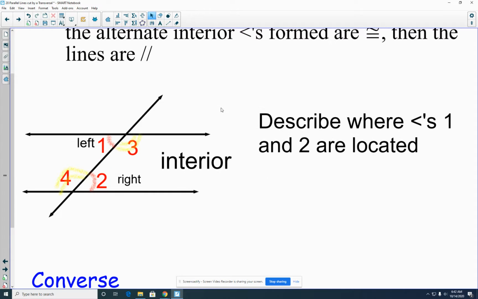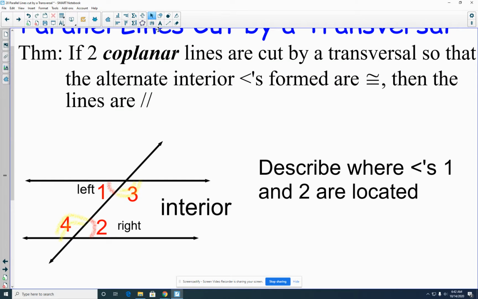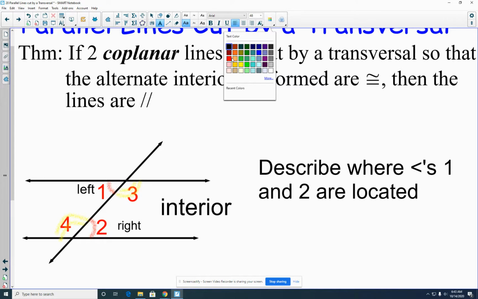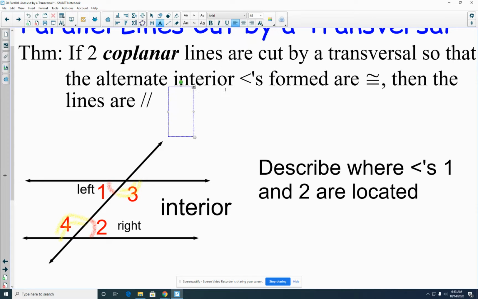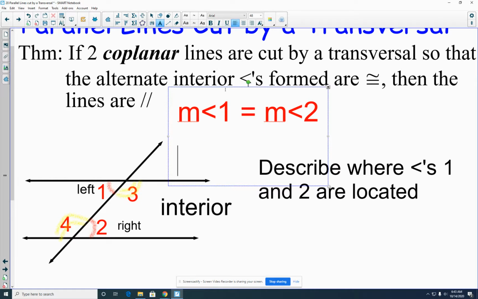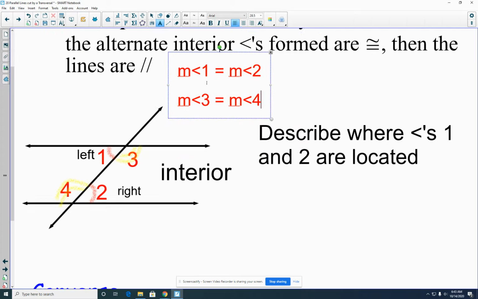So we then know over here, what are our alternate interior angles? So we can make the statements now. We can say that the measure of angle 1 is equal to the measure of angle 2. And we know that the measure of angle 3 is equal to the measure of angle 4. And those are your alternate interior angles.